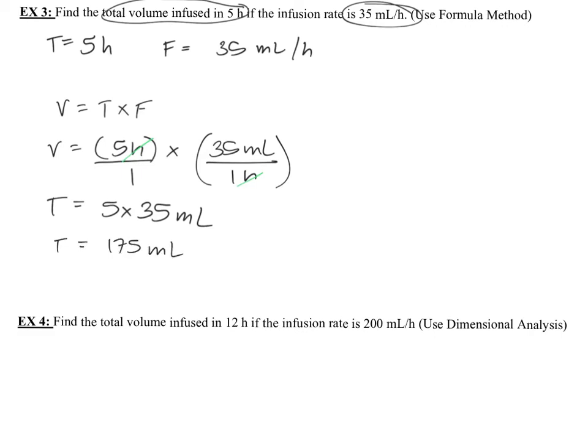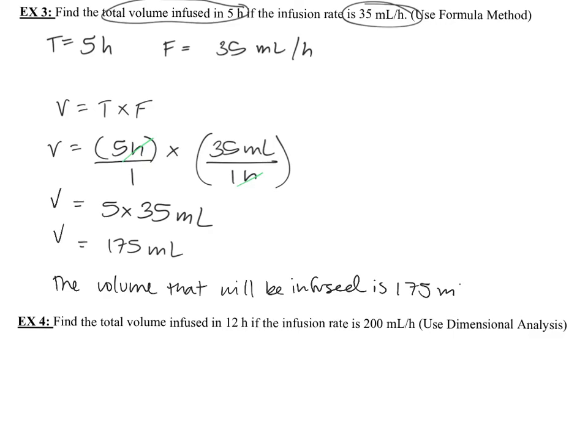Oh, goodness, that all of a sudden turned into a T when I was solving. No idea why that did that. These should not be T. They're still supposed to be a V. So the volume is 175 milliliters. So we can write that the volume that will be infused is 175 milliliters.